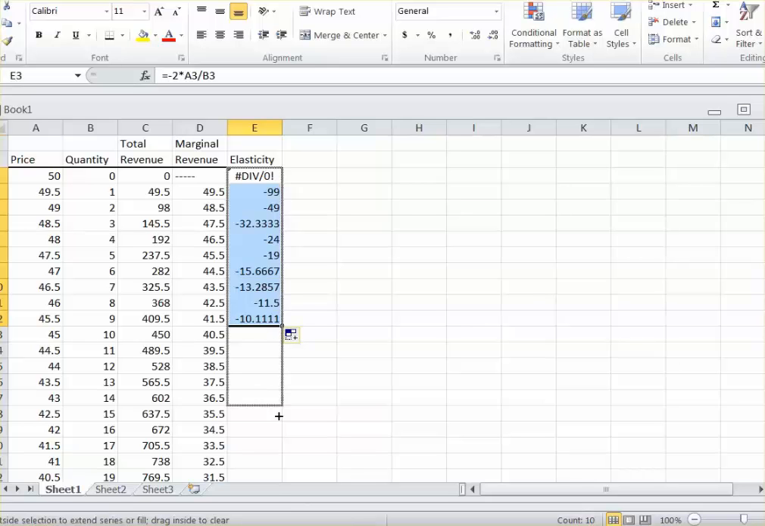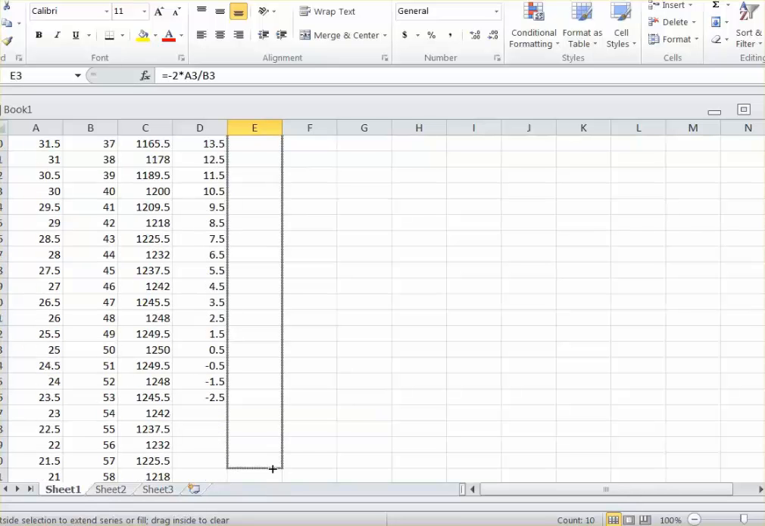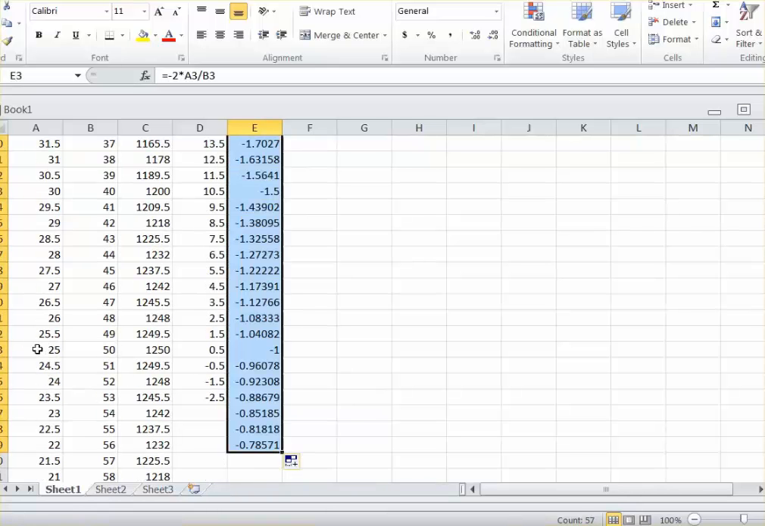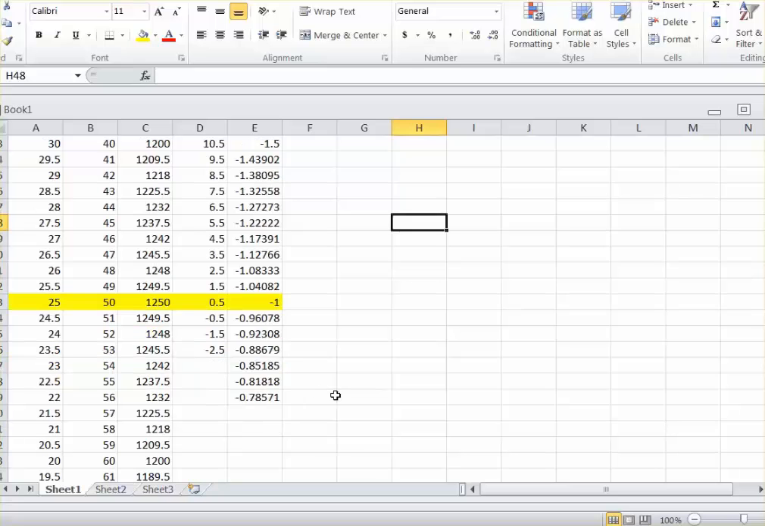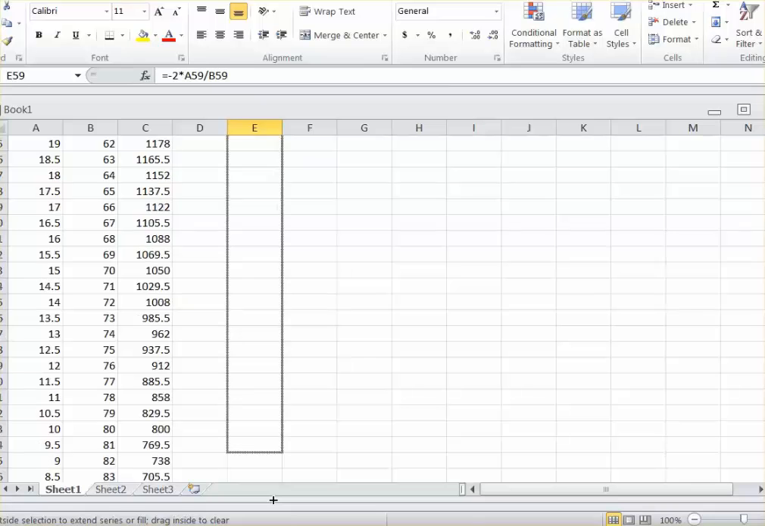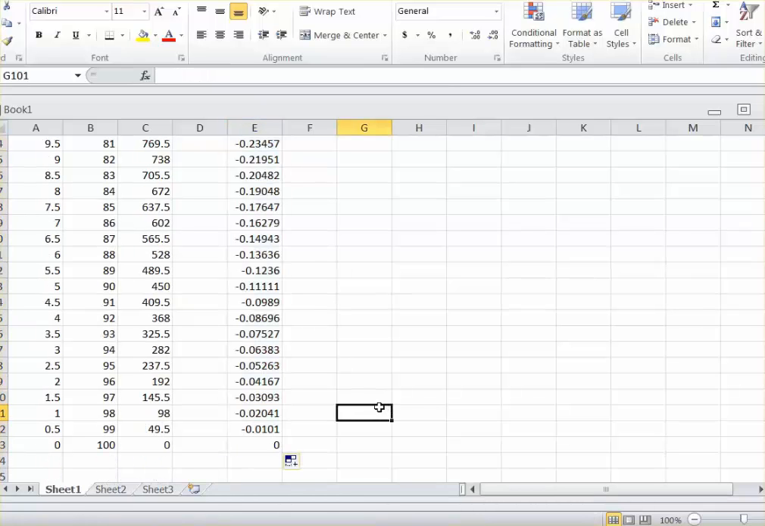And if I'm right, they should go inelastic when we get down beyond a price of 25. So let's see if that's right. Here's the price of 25, right? And beyond that, it's inelastic. See that? And we could go all the way to the end, and I think it's perfectly inelastic down here at 0, and I'll give it a value of 0. Yeah, there you go.